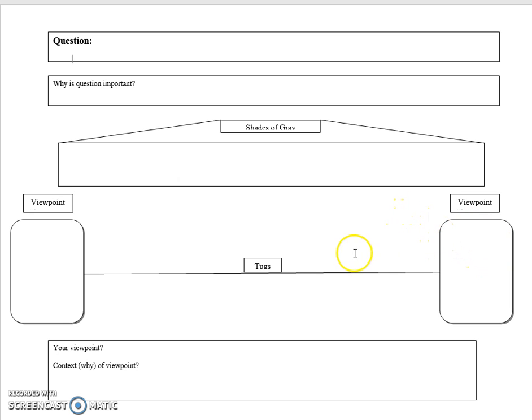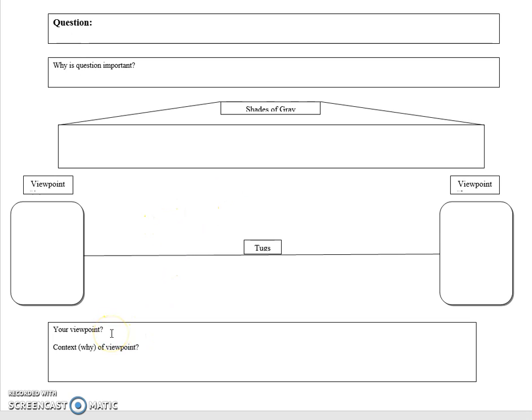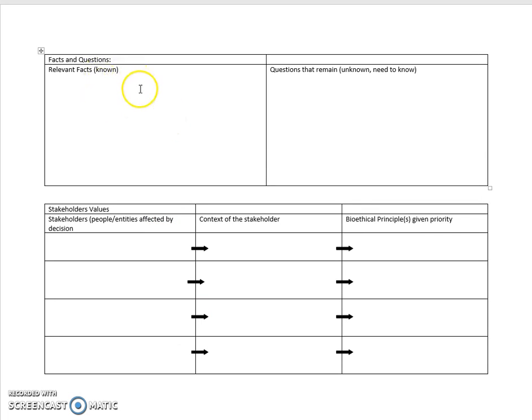We call this the tug sheet because it's like a tug of war. What are different components of this viewpoint that would tug you in this direction? What are things regarding this viewpoint that would tug you in this direction? What are some shades of gray? What are things about this issue that may not necessarily fit either side? And then they write about what their viewpoint is. What's the context of their own viewpoint? And then they flip the page, which I'm going to do here, and they also write down any relevant facts and questions that they still may need to know.